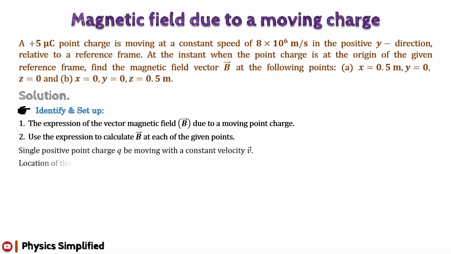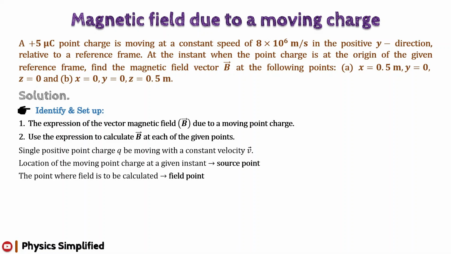We call the location of the moving charge at a given instant the source point, and the point where we want to find the field the field point. The magnitude of the magnetic field vector B is given by B equals μ0 by 4π times qv sin θ divided by r squared. Here, μ0 is the permeability of free space, r is the distance of the given field point from the point charge q, and θ is the angle between the line from source point to field point and the velocity of the charge.